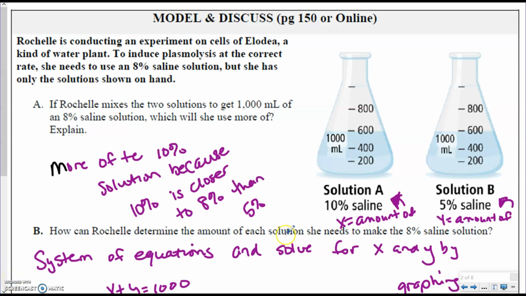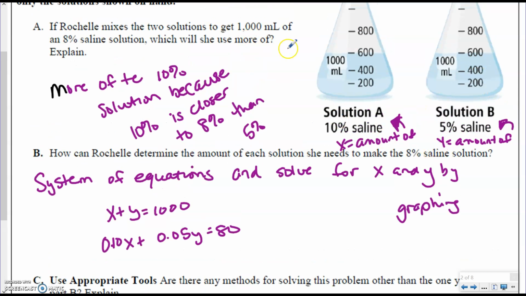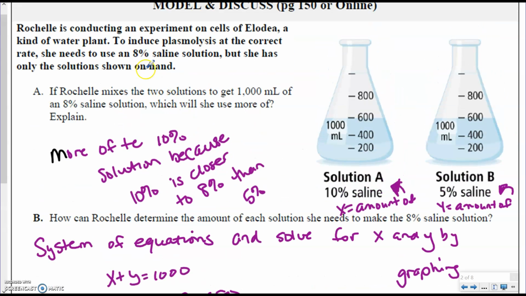Okay, here's my solution. You would need to use more of the 10% solution because it's closer to 8% than 5% is. You could set up a system of equations like we did in the last unit. So x plus y, where x is the amount of this first solution and y is the amount of this second solution. We're going to add those two totals together to get the 1,000 milliliters. And then we want it to be an 8% saline solution.